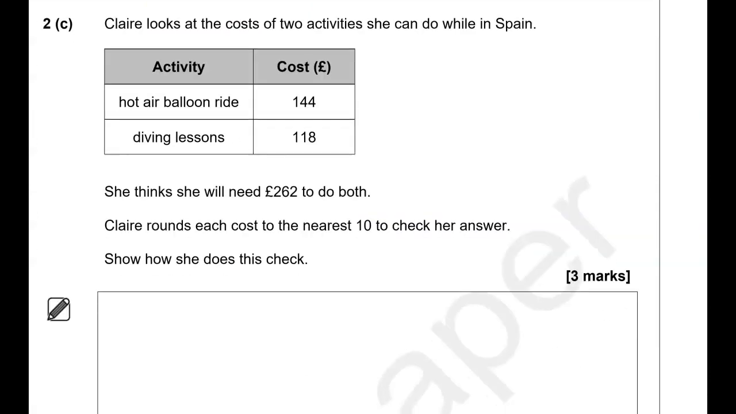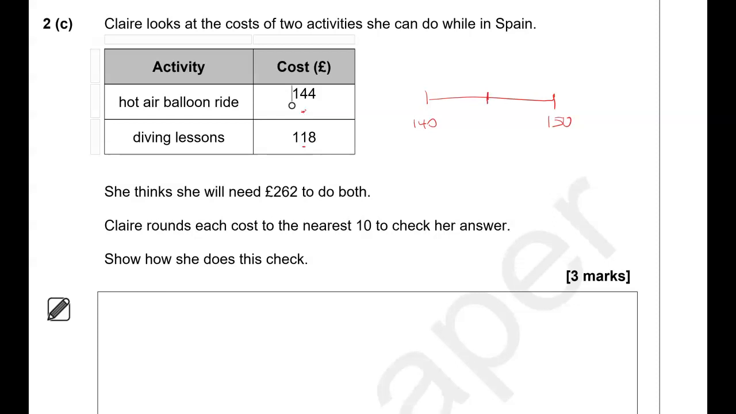Claire looks at the costs of 2 activities you can do while in Spain. Activity hot air balloon ride, cost £144. Driving lessons £118. She thinks she will need £262 to do both. Claire rounds each cost to the nearest 10 to check her answer. Show how she does this check. So we've got the 2 costs and we need to round to the nearest 10. The 10s are here, so 40, and then the 10s here for 118. So 144, that is in between 140 and 150.